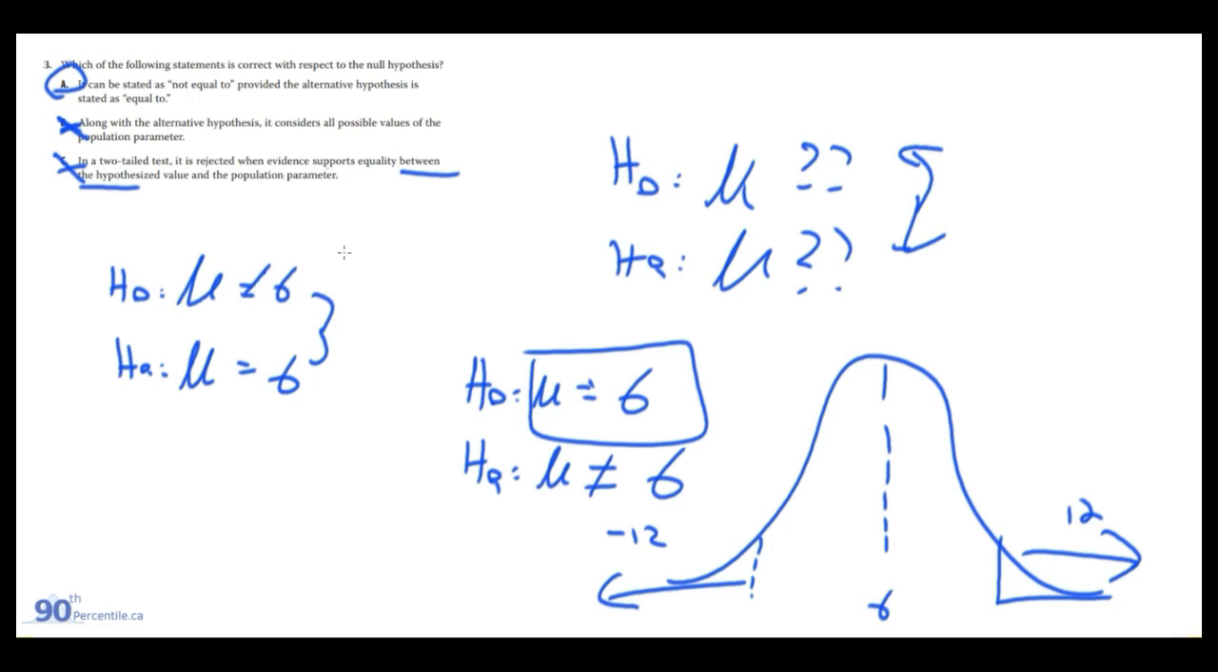In practice, you would usually see the null being equal to and the alternative being not equal to. I guess you could have it the other way, but in practice, it's typically the way I just said, with the null equal to. You wouldn't really see it any other way. You could, but once again, they're trying to make stuff a little bit more complicated than it should be.